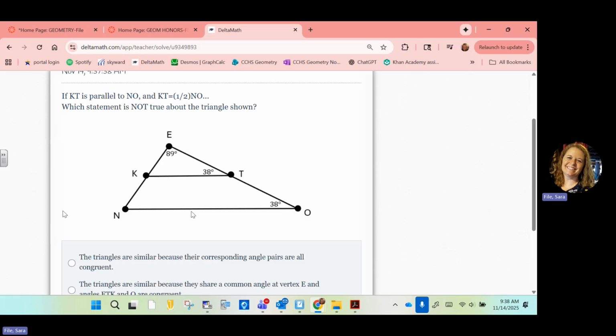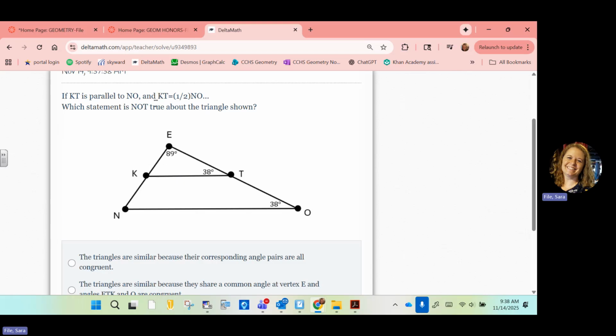Okay, we learned in, I want to say it was 5.4, maybe it was 5.3, but in the middle of our unit, we talked about how when a parallel line cuts through a triangle, it creates similar triangles. This nested triangle, KET, here, is similar to the outer ENO. Okay, so because those are parallel, I know this nested small triangle is similar to the outer big triangle.